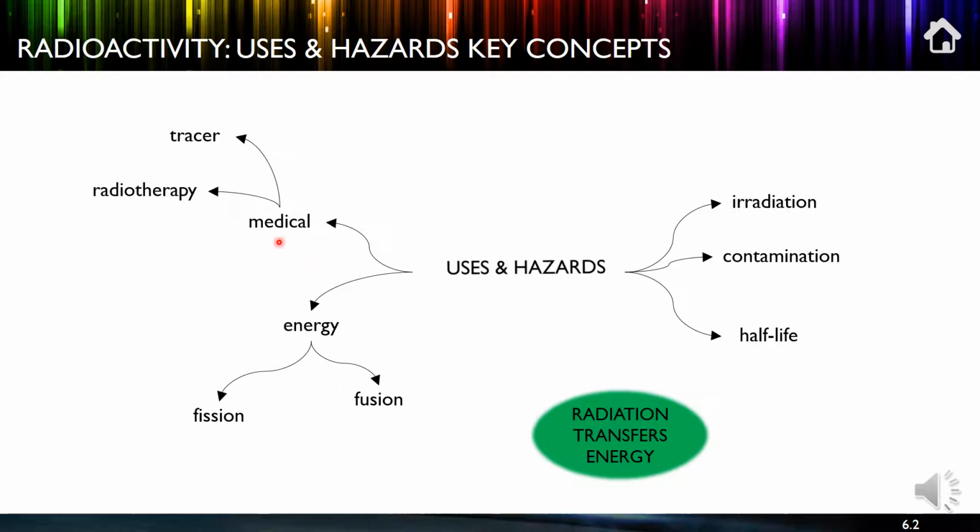Medical uses, there are two key ones here. First of all, it's used to diagnose cancer or other diseases. So a tracer is about pinpointing, finding where a problem is. Radiotherapy, a therapy is a treatment, and radio meaning radioactive.